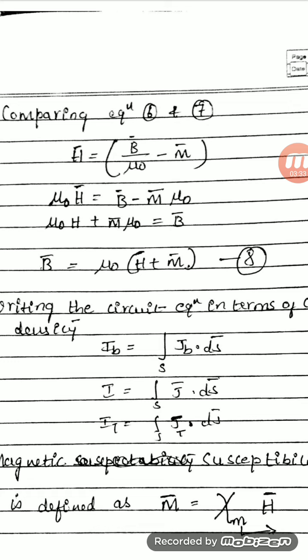We can write the circuit equations in terms of current density, which has been shown. All this has been explained in the notes also. Next we'll see the magnetic susceptibility, which is defined as M is equal to xi m H. For a given isotropic medium, the magnetic susceptibility is defined as M is equal to xi m H. It has a different symbol. I have given that symbol in the notes. You can go through the textbook also.